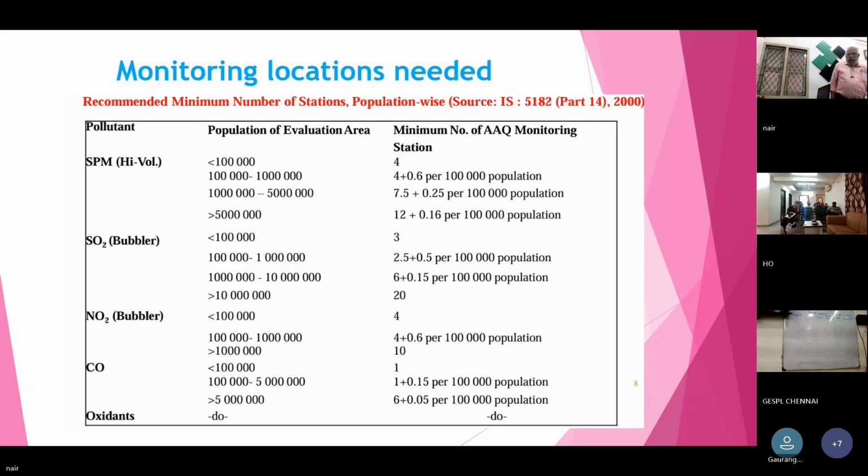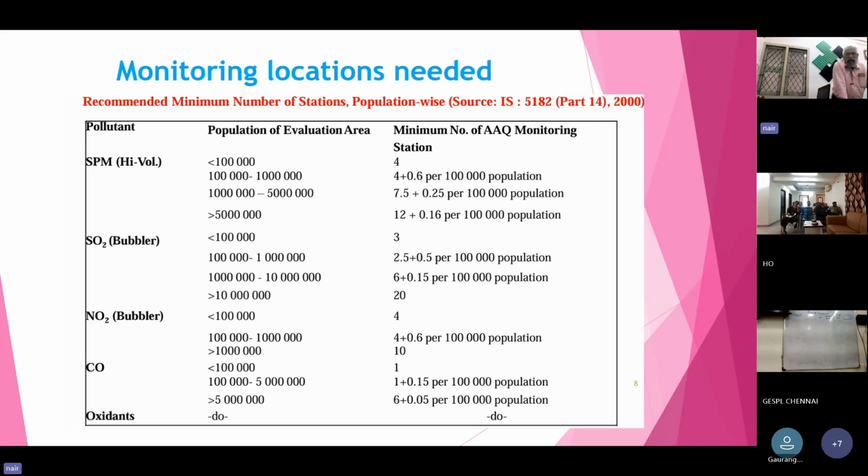Okay, fine. But see, your 2 points are there. I have mentioned suspended particulate matter, SPM, high volume, then SO2 bubbler and NO2 bubbler. Why? Because earlier high volume samplers were used for the SPM and SO2 and NO2. But nowadays, at least for NO2, it should be the bubbler mechanism only for sampling. I haven't seen any laboratory having this facility for doing the NO2 sampling by the bubbling method. I didn't see. If it is so, that is very good.